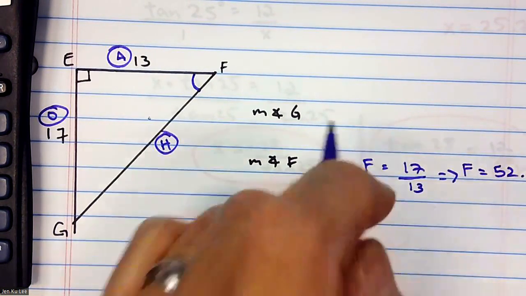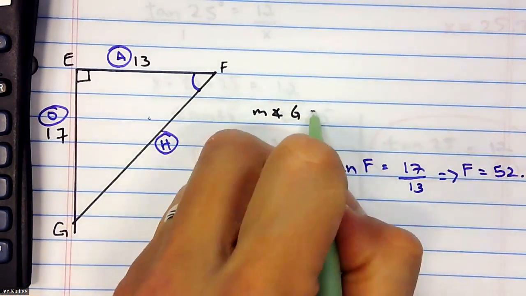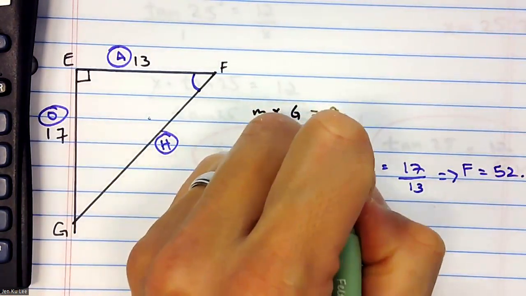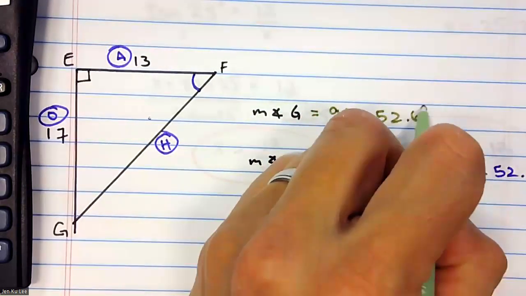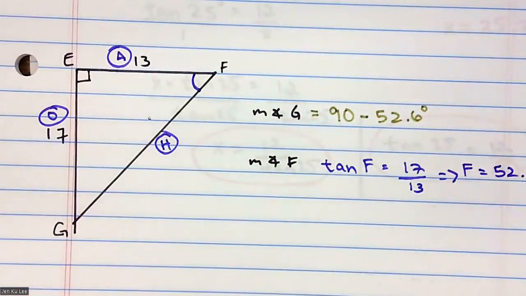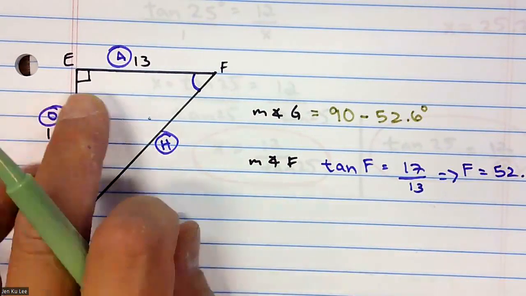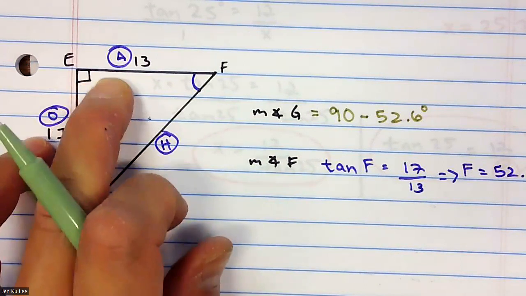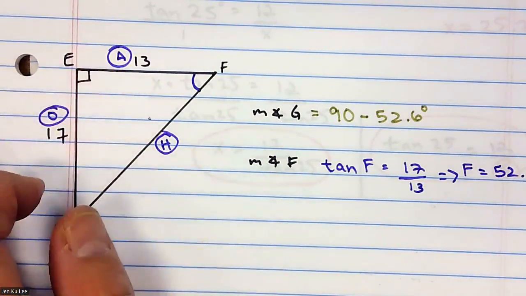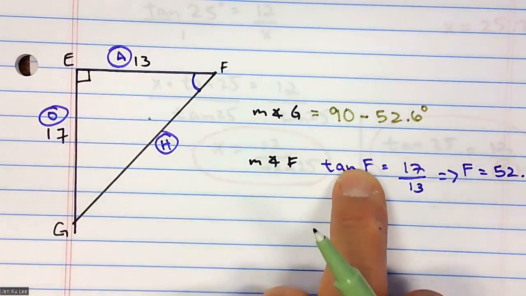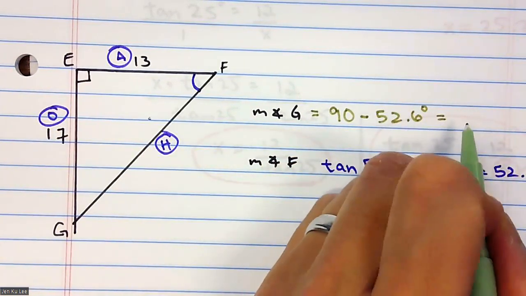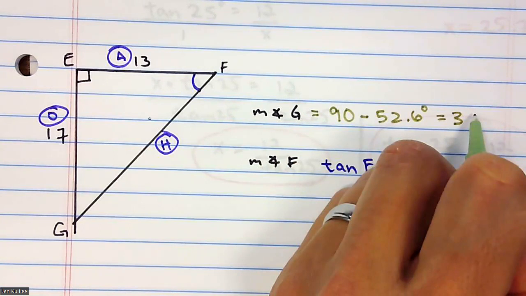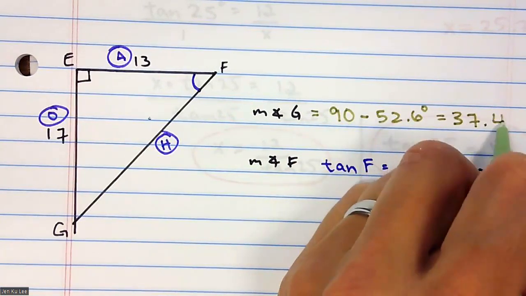And so what is angle G? Angle G is going to be 90 minus 52.6 degrees, right? Because 180 minus 90 is 90. You're always going to be subtracting that right angle, so 180 minus 90 is always going to be 90. So 90 minus 52.6 equals 7.4.